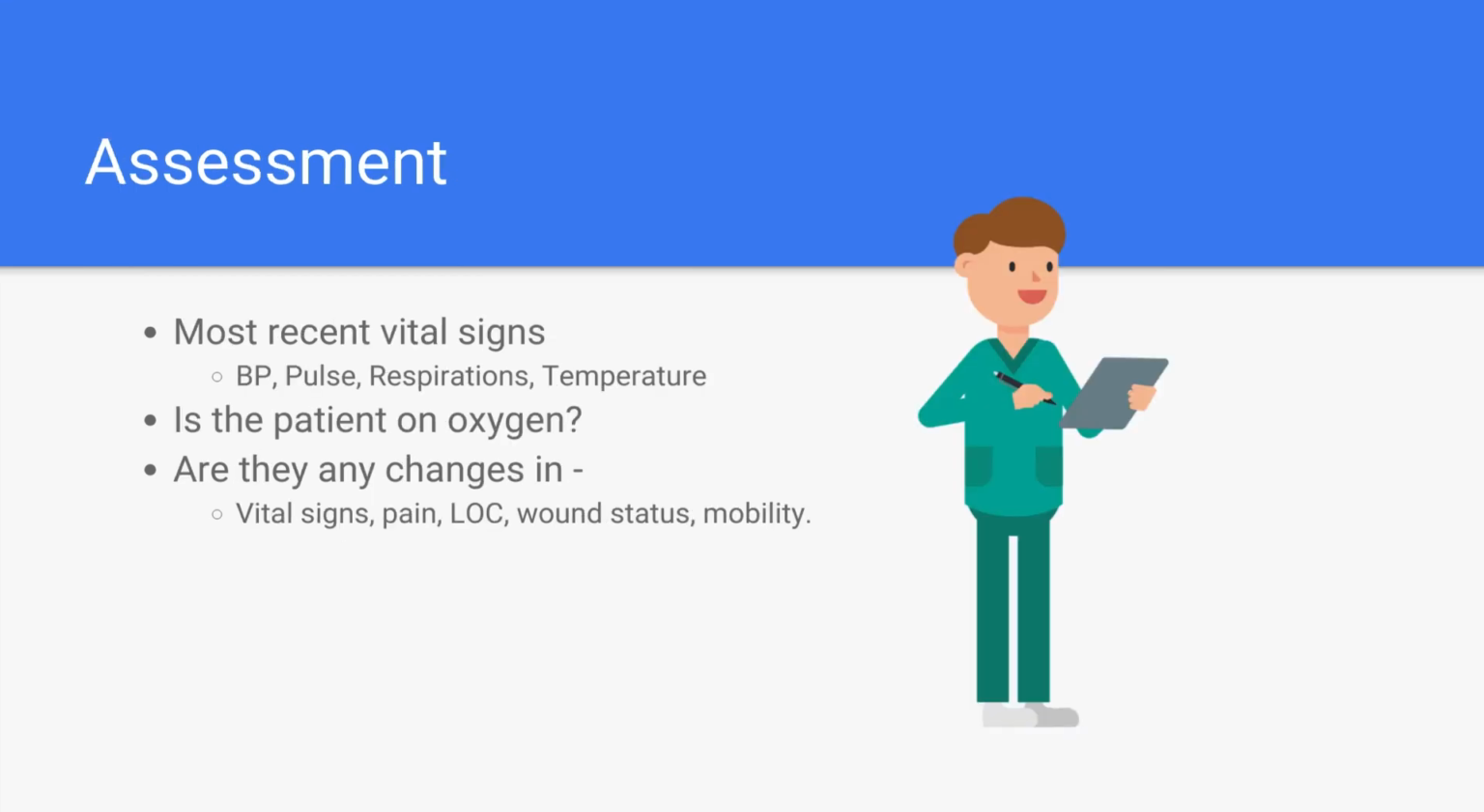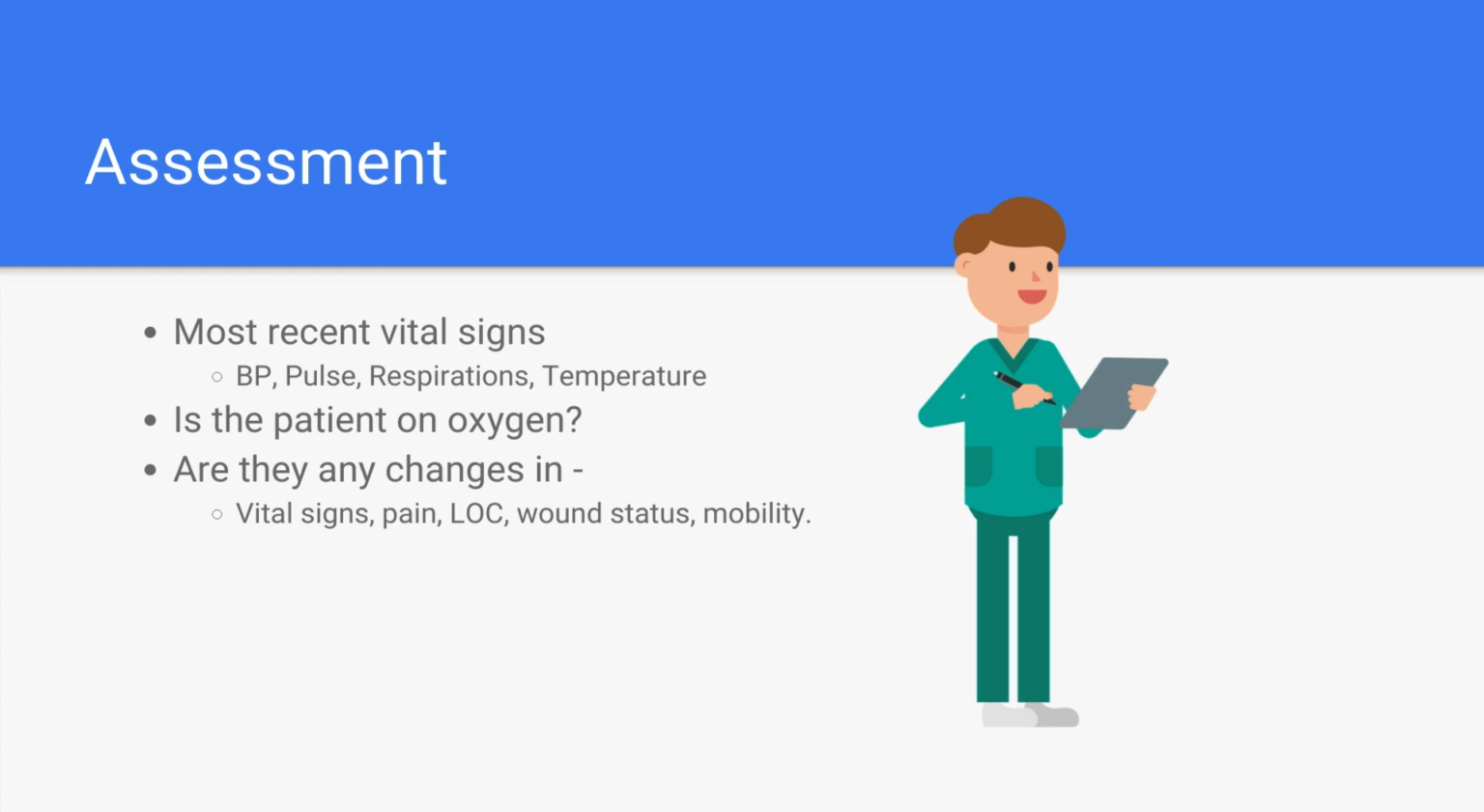When you are communicating your assessment to the provider, you want to be sure to include the most recent vital signs. So you should have gotten vital signs before you call the provider. You want to make sure you communicate the patient's blood pressure, pulse, respirations, temperature, and also their pain level. You want to note things like if the patient is on oxygen or not.